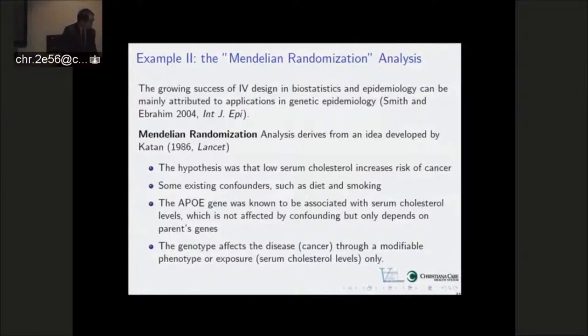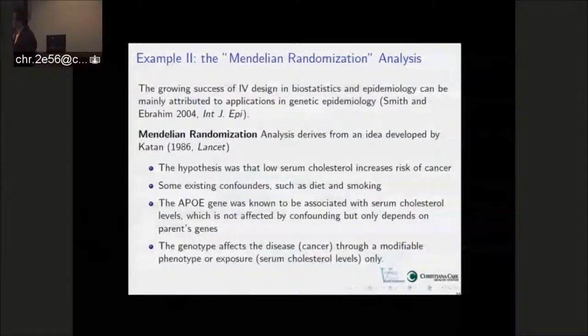The author's idea is to test the hypothesis that lower serum cholesterol increases the risk of cancer. But we know we cannot conduct randomized controlled trials. And also, these serum cholesterol levels suffer from some, you know, measured or unmeasured confounding, such as diet or smoking, since these risk factors could affect the cholesterol level and cancer at the same time. So the idea is, can we find a good instrumental variable in these studies?